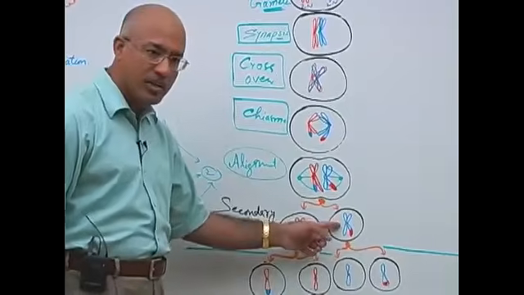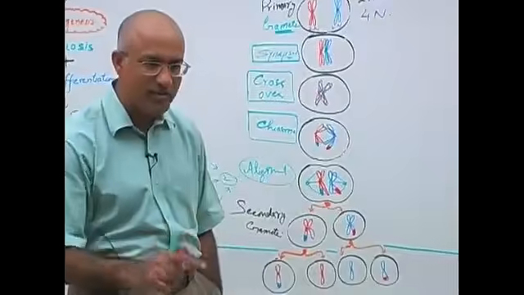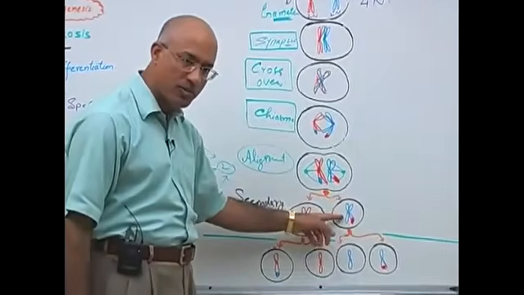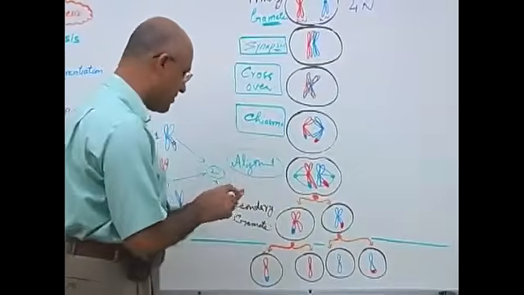And the other cell, which gets very little cytoplasm, is called the first polar body. Is that right? But it's got a complete set of 23 chromosomes. Right? Now, let's see what the situation is after the division.